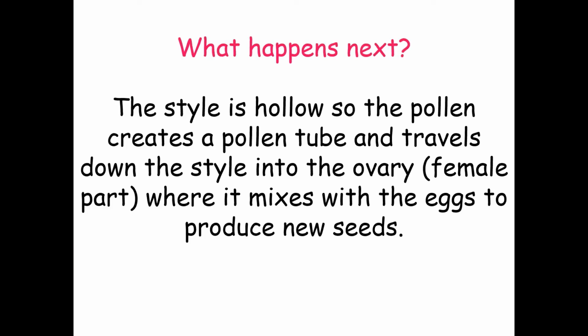That pollen, either brought by an insect, carried by the wind, or some other form of transfer, has now landed on the stigma. What happens next? Well, just below the stigma is something called the style, and that style is a hollow tube of sorts. And the pollen then creates its own little tube, and it travels down the style into the ovary. Now, inside the ovary, that's where the eggs are contained. And so the DNA from the pollen mixes with the DNA from the egg, and together they produce a zygote or a new seed.